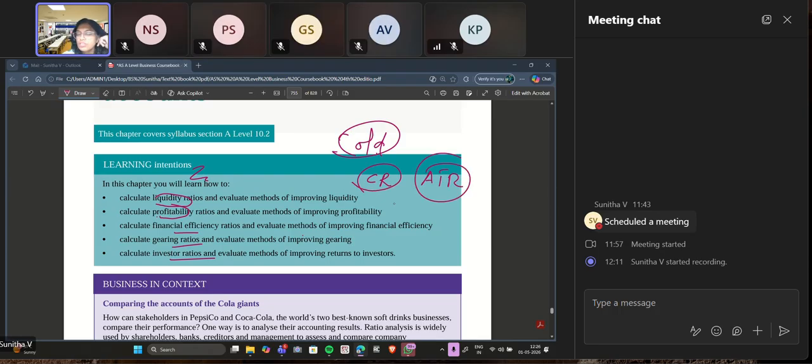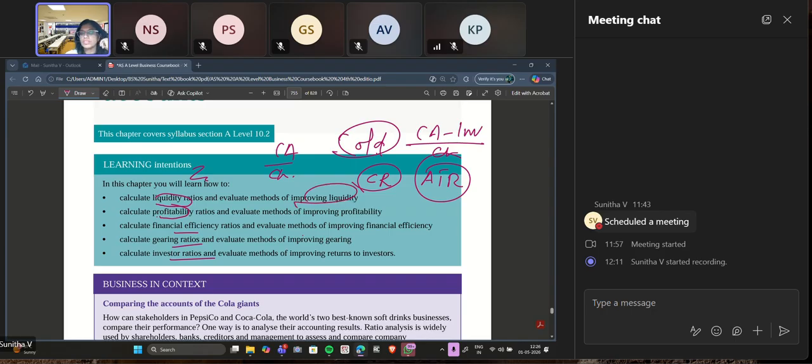Okay, quickly. What's the formula for current ratio? Current assets on current liabilities. Very good. Current assets divided by current liabilities. What's the formula for acid test ratio? Current assets minus inventory divided by current liabilities. We are subtracting inventory because inventory is not a liquid asset. Clear? Inventory is not a liquid asset. It takes time to repay. Clear? Yes. Now, how to improve?